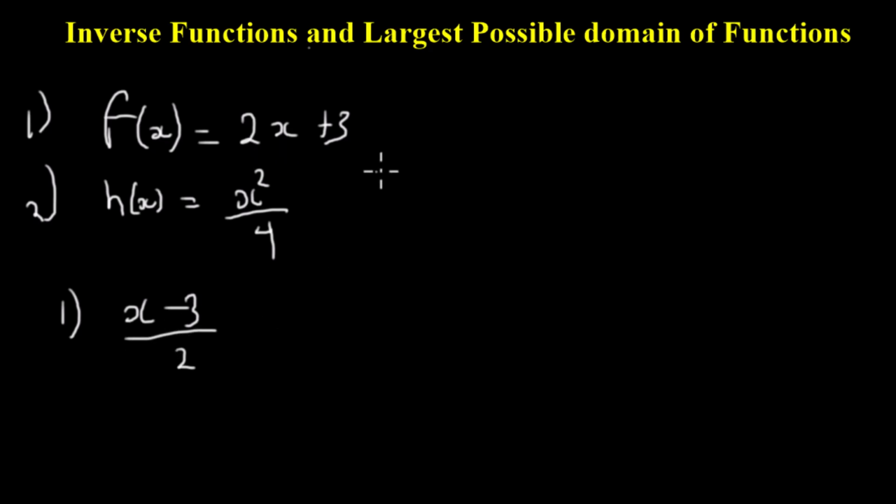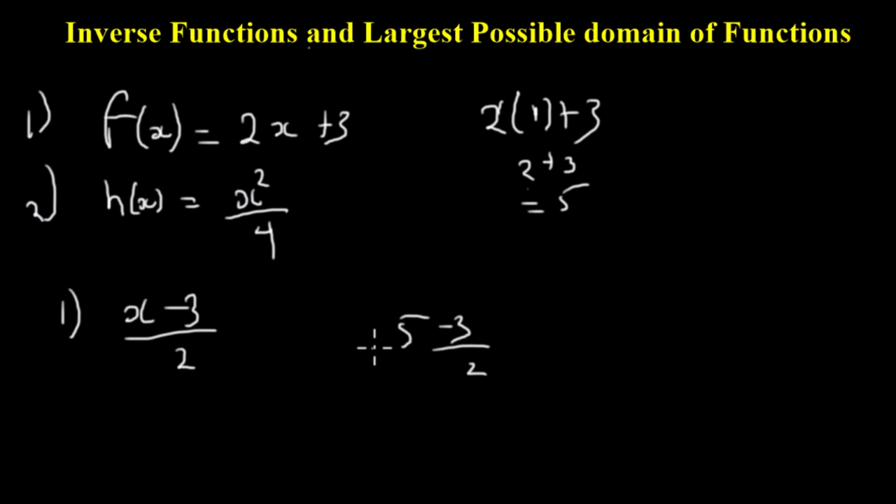So let's test whether this works. Let's input 1. If I put 1 here, 2 in the bracket of 1 plus 3, so 2 times 1 is 2, plus 3 will give me 5. So definitely, if I want to take this 5 back to give me 1, the input, let me put 5 here. So 5 minus 3 over 2. 5 minus 3 gives me 2, and 2 divided by 2 is equal to 1. So you can see that I'm back where I started from. So this is one way in which you can find the inverse of a function.